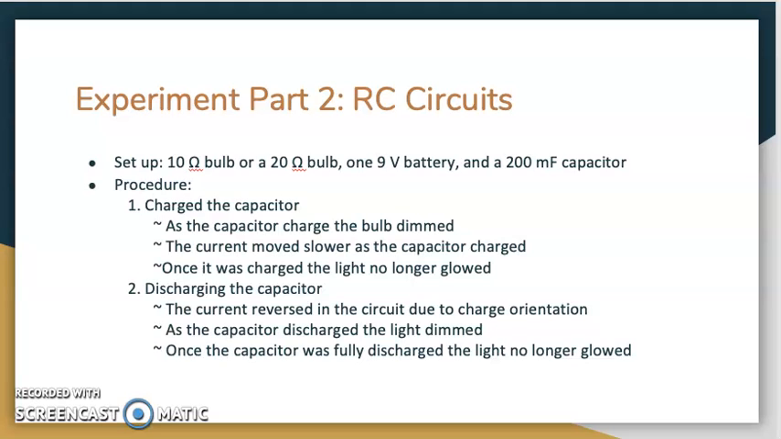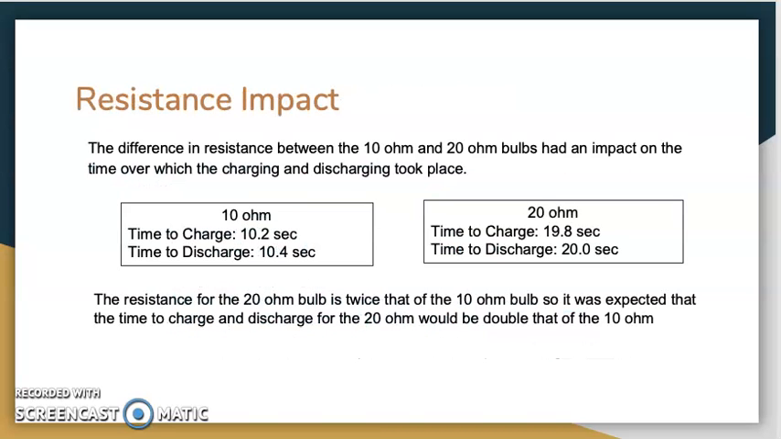For discharging the capacitor, we saw that the current reversed in the circuit due to the new charge orientation, and as the capacitor discharged, the light dimmed, and once the capacitor was fully discharged, the light no longer glowed. We used the same procedure for both the 10 ohm bulb and the 20 ohm bulb, and you can see the difference in the time it took to charge and the time it took to discharge for both of them.